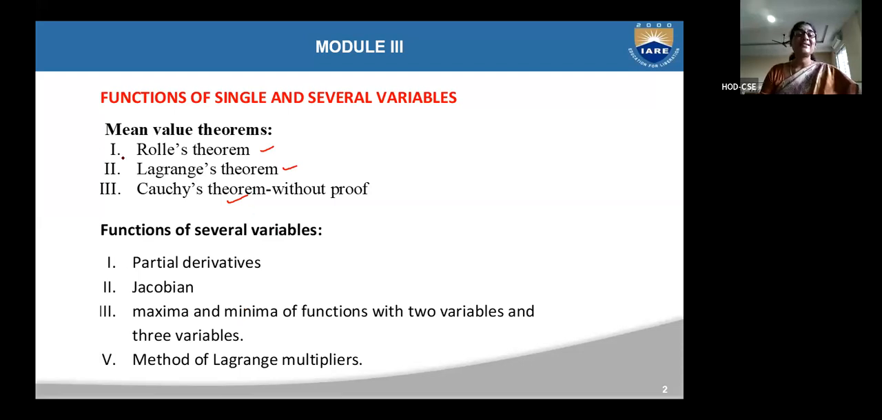So to understand these three theorems, that is Rolle's, Lagrange's and Cauchy's theorem, we need to understand the main thing, that is, what do you mean by a curve, when it is said to be continuous and when it is said to be differentiable. So for that, I'll go to the whiteboard.